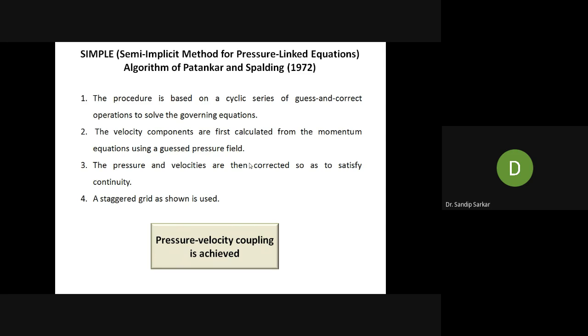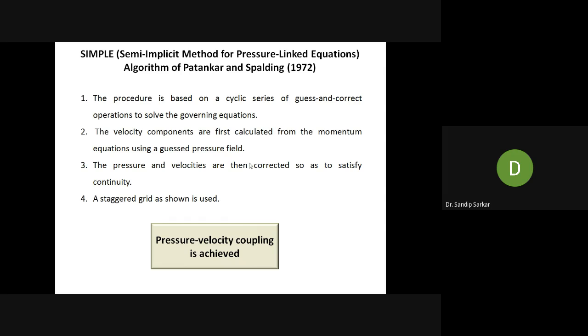Apart from the SIMPLE method, there is another method called the marker and cell method. It is not in the scope of this syllabus, but it is a widely accepted method. The SIMPLE method is widely used in all the commercial packages. If you open ANSYS Fluent at home, you will see that the method used is SIMPLE, the semi-implicit method for pressure linked equations, for numerical solutions of computational problems such as heat transfer problems.